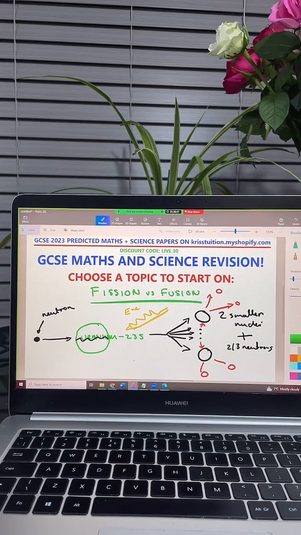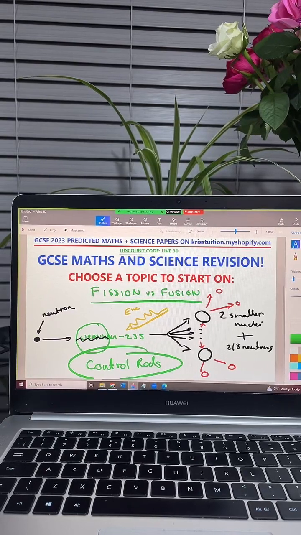Control rods, nice one. And for a bonus mark, can anyone tell me what those control rods are made from? So control rods help to control the chain reaction. The way that they control this chain reaction is they absorb neutrons. Okay, control rods absorb neutrons. So that means that even though there might be 3 neutrons produced, it will absorb maybe 2 of them, and so only 1 will then get to react.